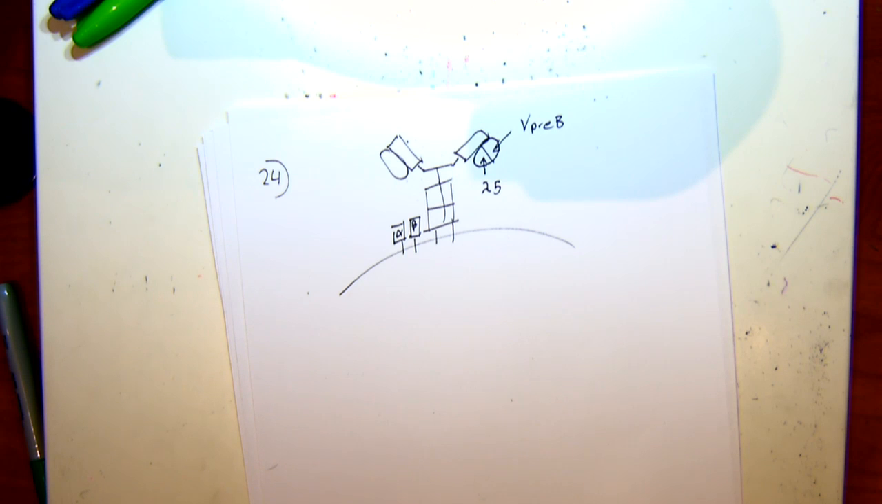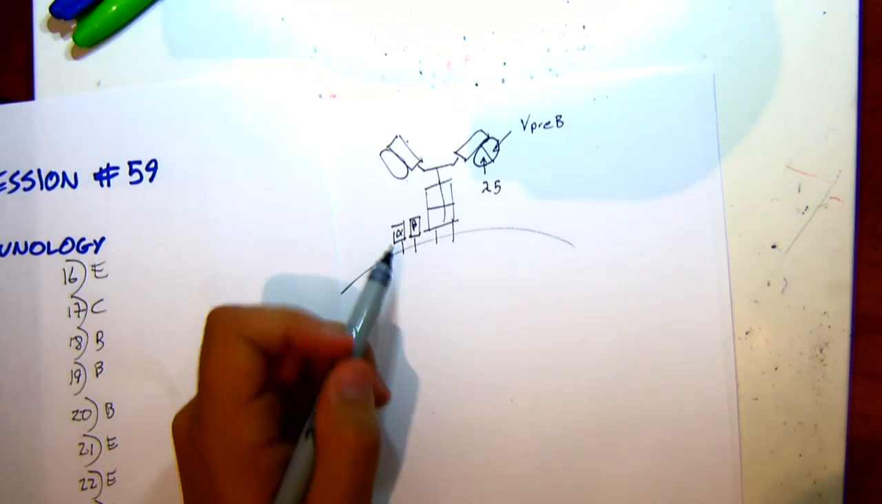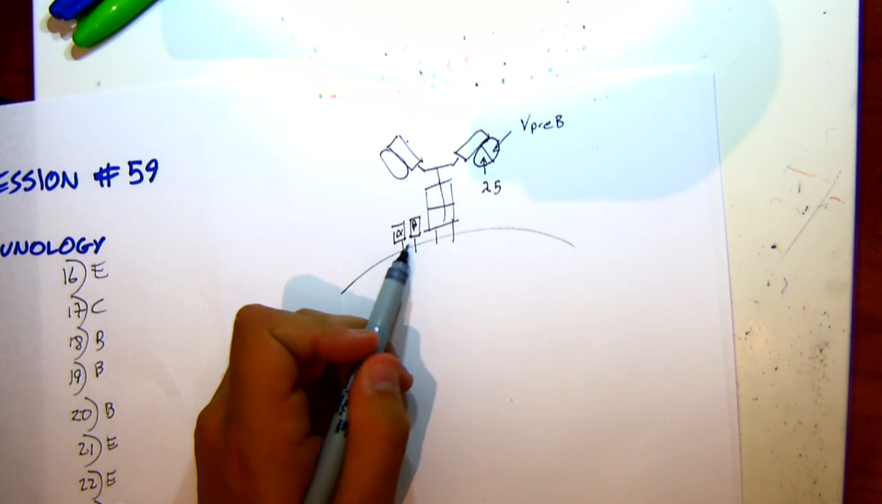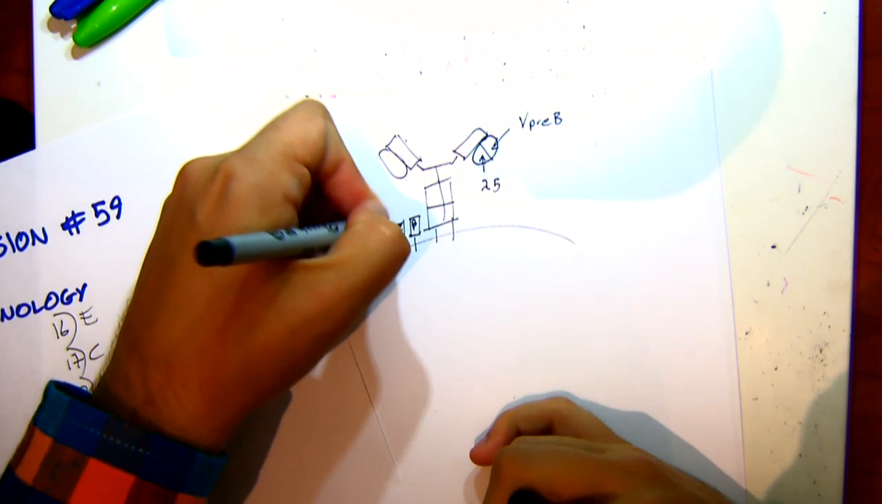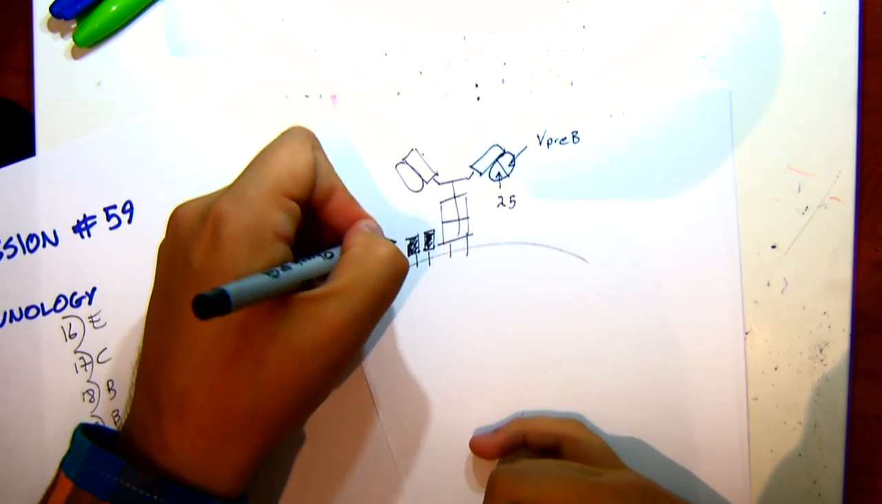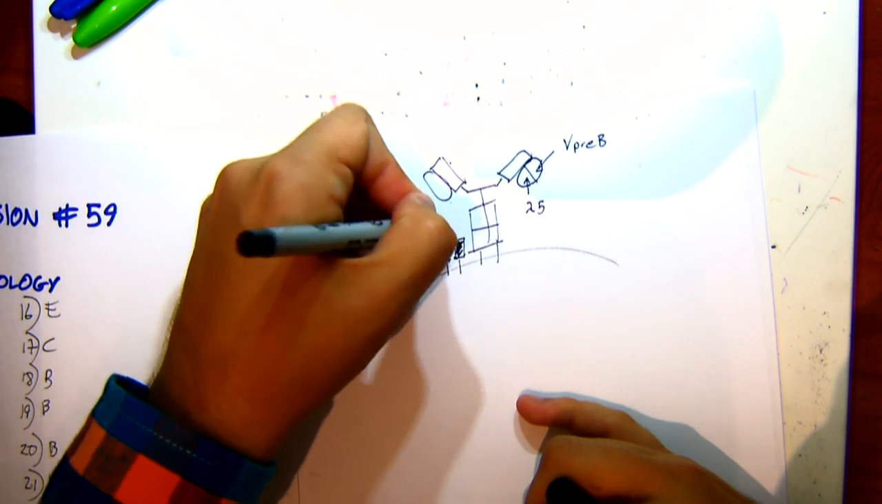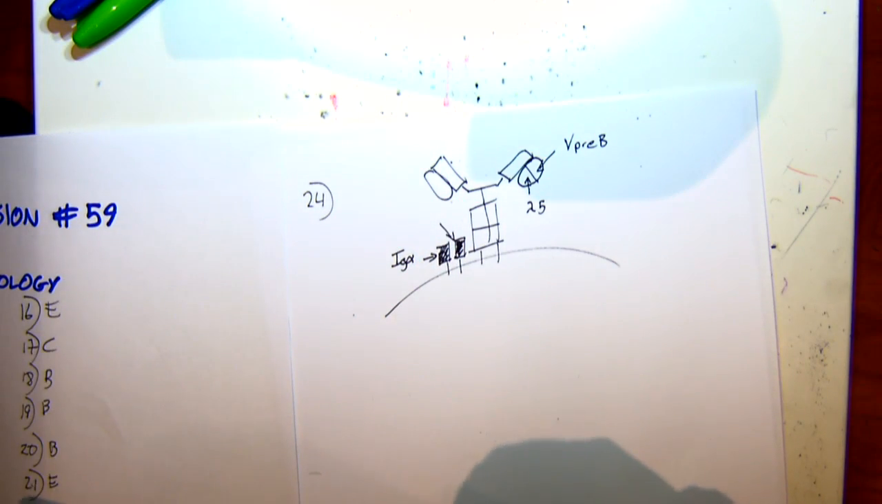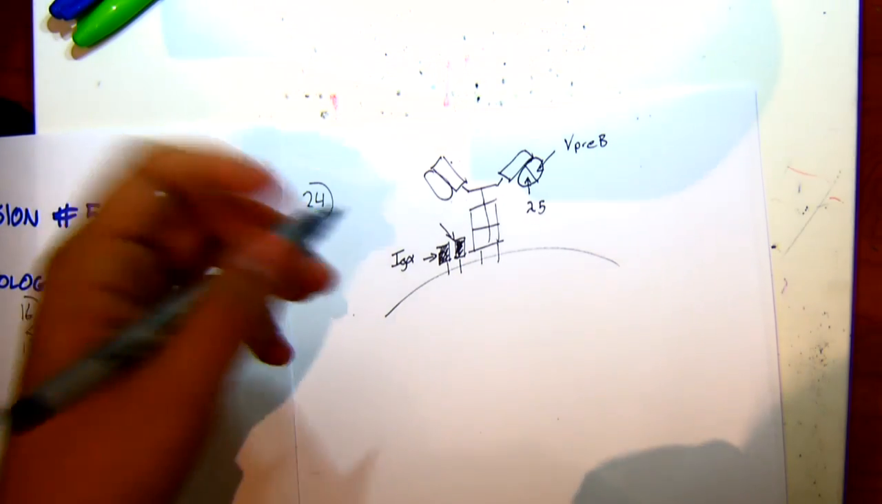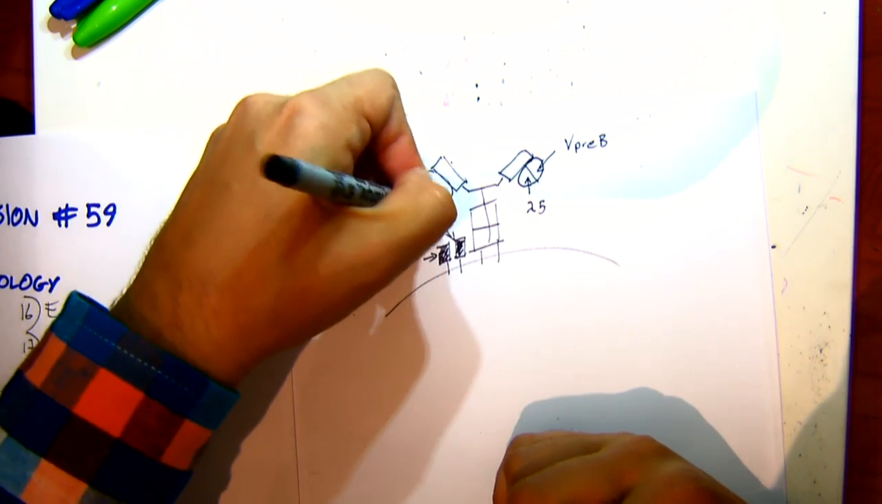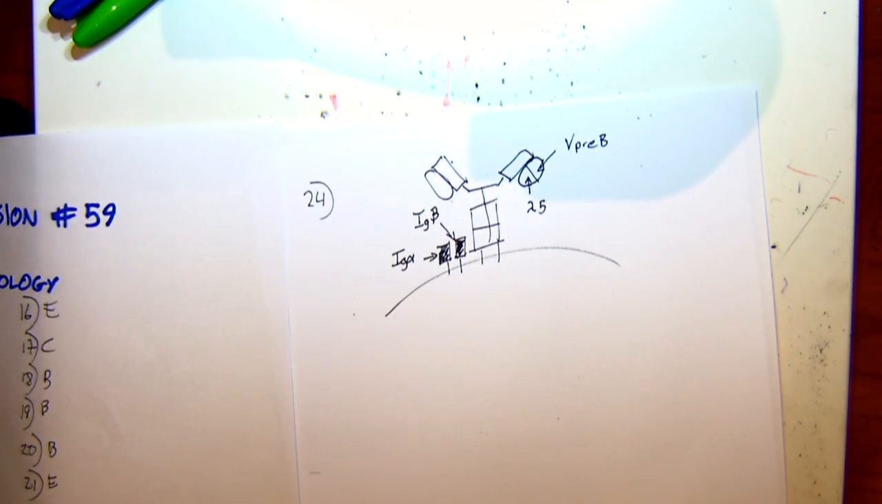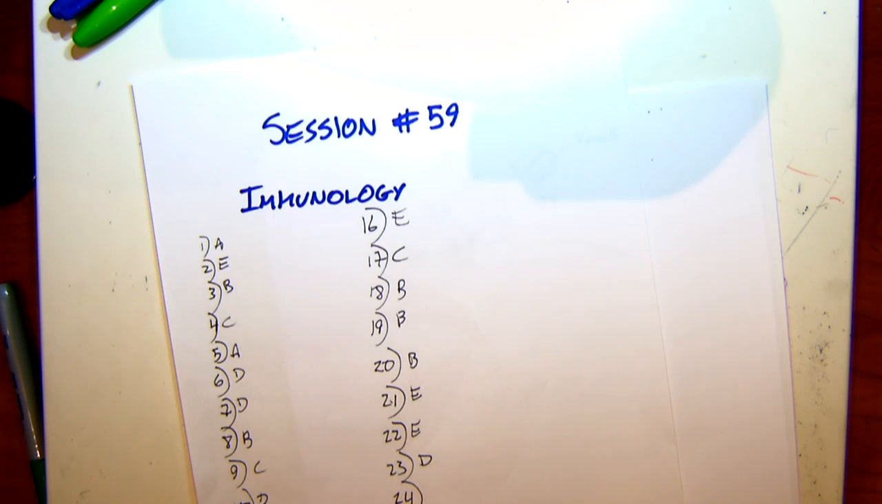So 24. What's that? These? Ig alpha and beta. So hold on. Yeah, please tell me if you don't understand my handwriting, because I know it's bad, so I won't get offended, I promise. I'll just rewrite it. There you go. That's prettier. So then we said 24 was E.